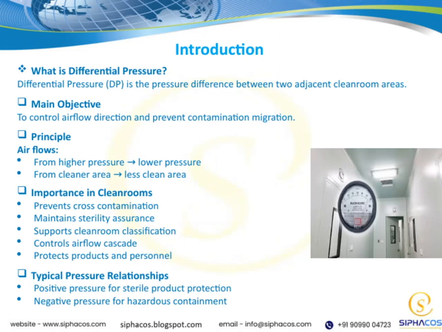Let's start by understanding what differential pressure really means. It's simply the difference in pressure between two cleanroom spaces next to each other. The main goal here is to control airflow, making sure it moves in the right direction to stop contamination from spreading. Air naturally flows from higher pressure to lower pressure, and from cleaner areas to less clean ones. This keeps things sterile, protects products and people, and supports the cleanroom's classification. Sometimes we use positive pressure to guard sterile products, or negative pressure to contain hazards.